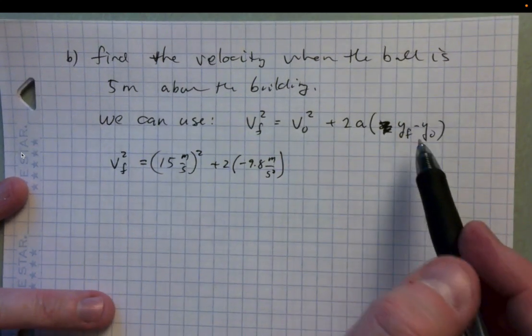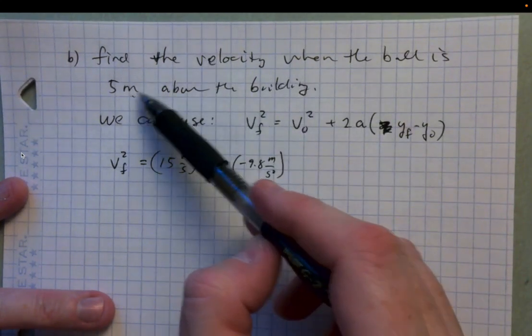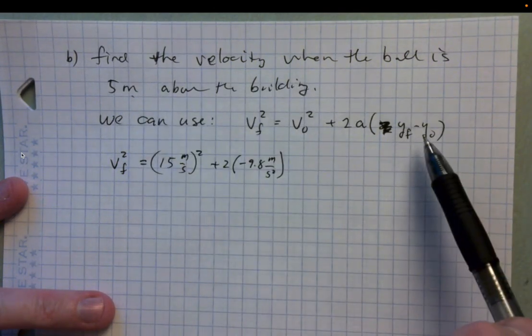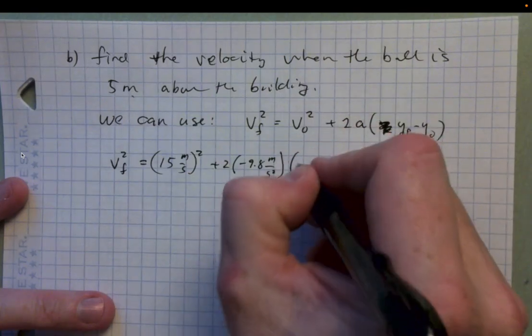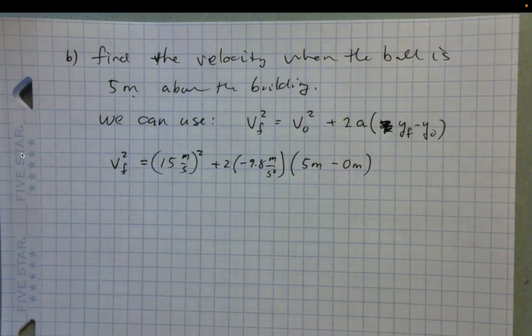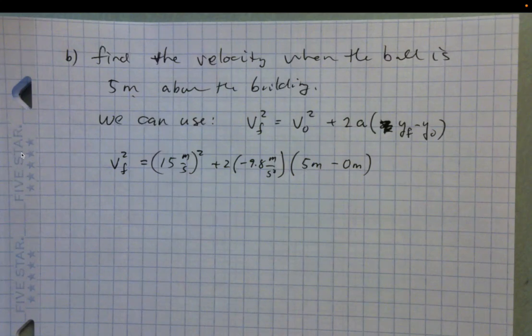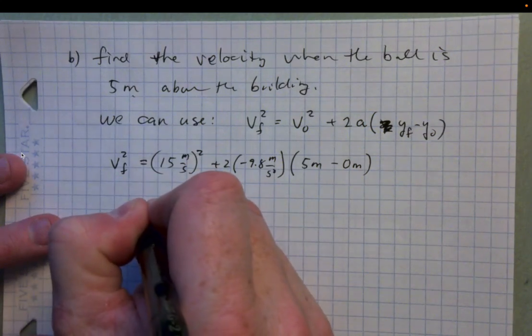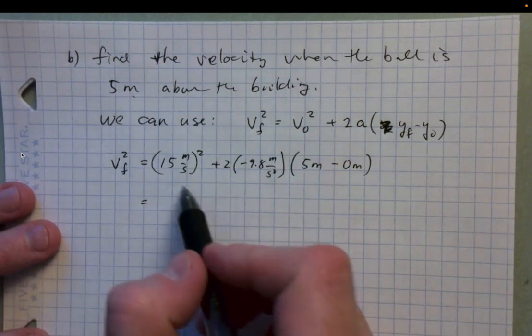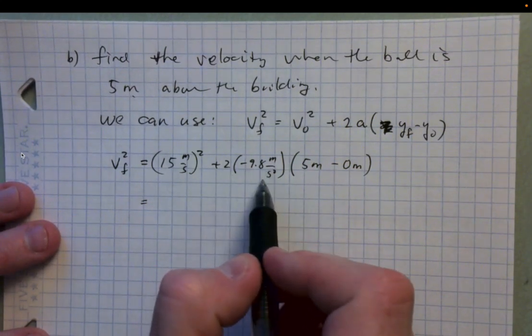We're interested in knowing the velocity when the ball is 5 meters above the building. So 5 meters would be the final position, and the initial position we take to be 0. So this would be 5 meters minus 0 meters. Okay, so there you go. If we use this, we can dial in directly to the final velocity using the position, the acceleration and the initial velocity. And so when we do that, we get 15 meters per second squared plus 2 times negative 9.8 meters per second squared.